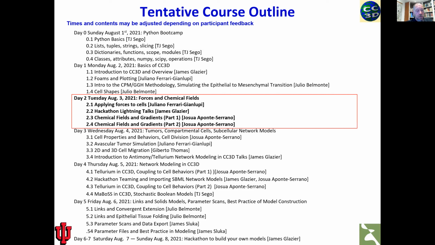If you're going to do apical basal polarity, then depending on what kind of system you're working with, you may want to use compartmental cells where the individual cells have different apical, basal and basolateral properties. And Julio will show you how to do that later in the course.